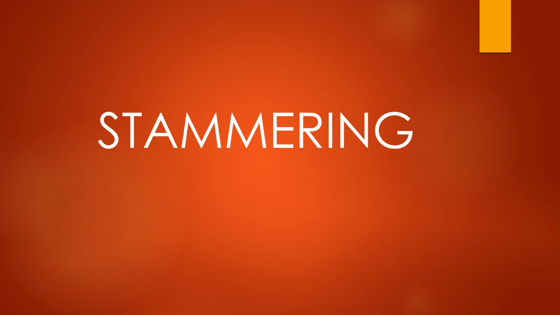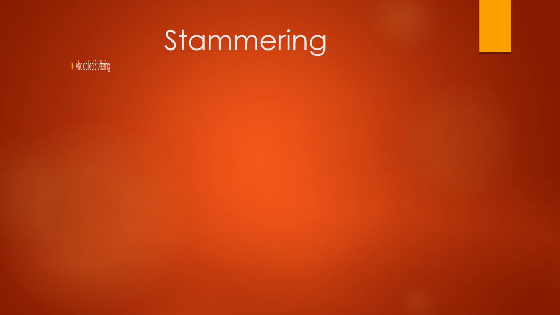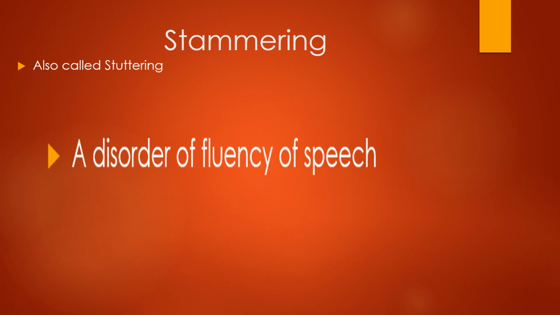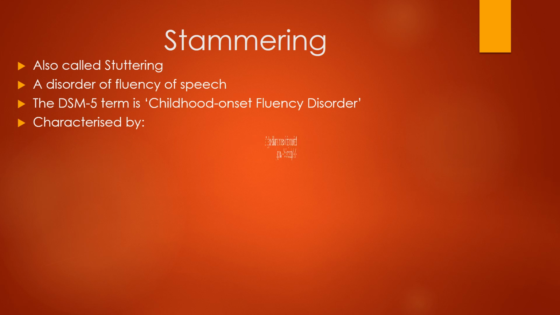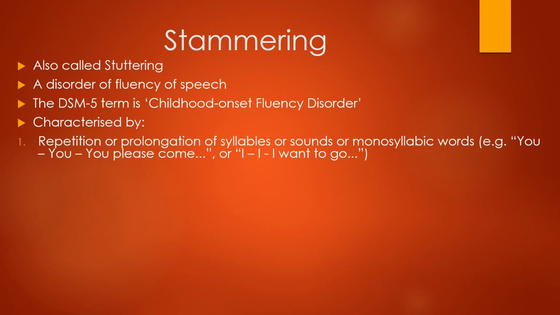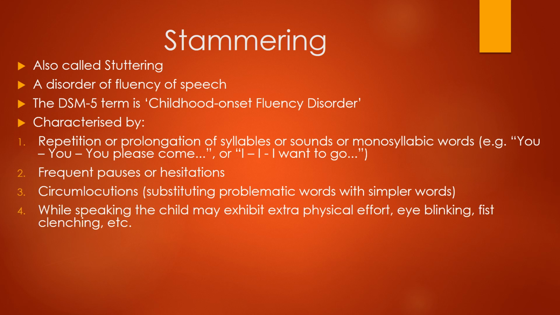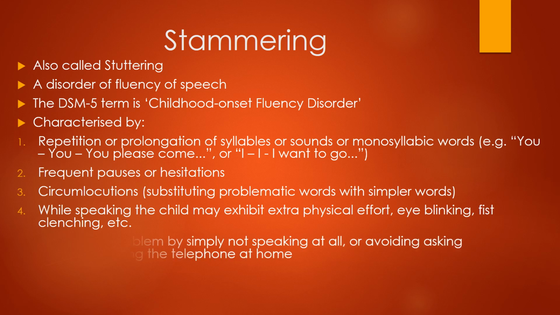We will now look at stammering. This is also called stuttering. It is a disorder of fluency of speech. The DSM term is childhood onset fluency disorder. It is characterized by repetition or prolongation of syllables, sounds or words, frequent pauses or hesitations, circumlocutions. While speaking, the child may exhibit extra physical effort, eye blinking, fist clenching, etc.